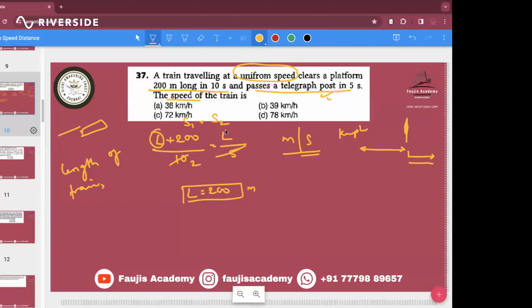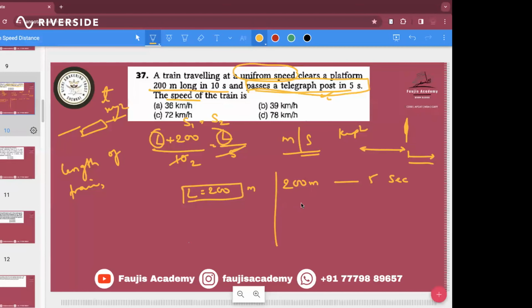This is how we find L. We have assumed it. You want to assume X, T, XYZ, or PQR, whatever you want, you can assume. Variables can be anything. Now if you take any one of these two scenarios, let's say I take the scenario where it passes the telegraph in 5 seconds, that means the train covers 200 meters in 5 seconds, right? Right, guys?